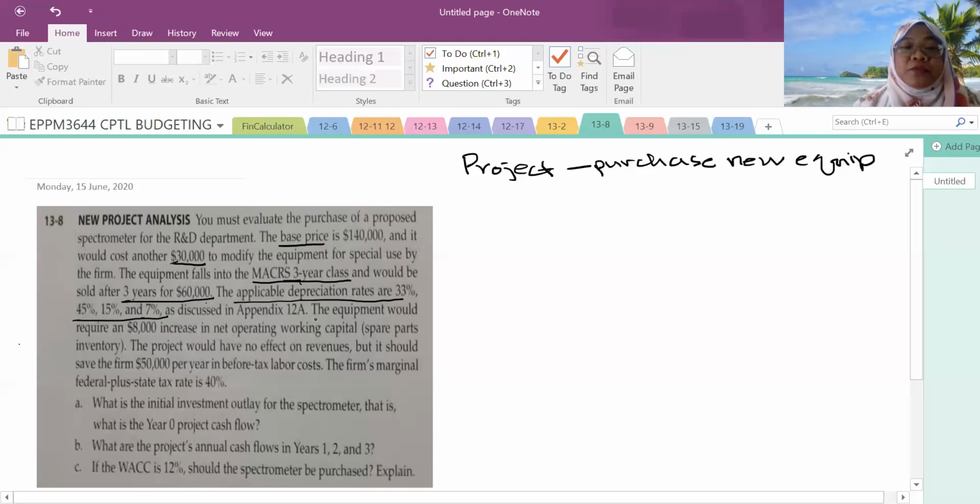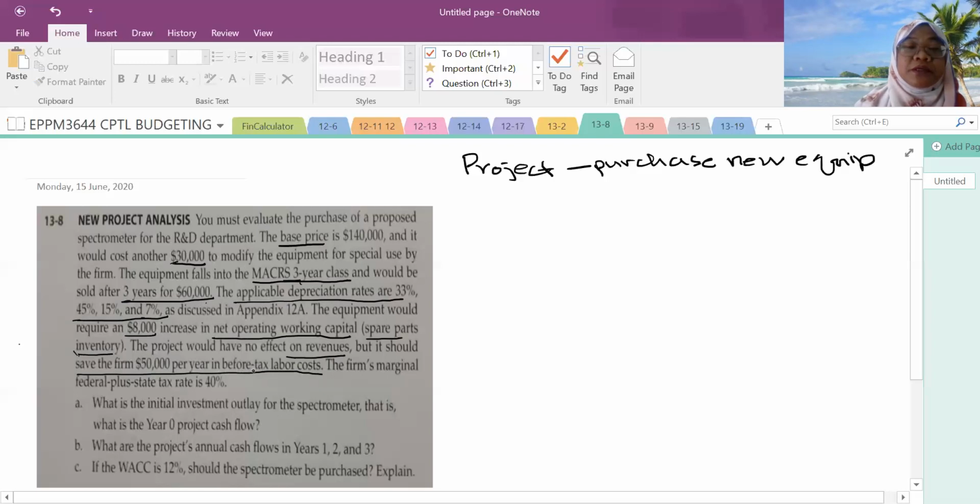Yeah. The equipment would require an 8,000 increase in net working capital. Ya, dalam bentuk apa? Spare parts, inventory, right? So saya tak nak ulang lah apa net working capital ni kan. The project would have no effect on revenue, but it should save the firm 50,000 per year before tax labor cost. So company ni dah go automated lah. Dia go for automation, so lebih banyak gunakan machineries instead of labor cost.